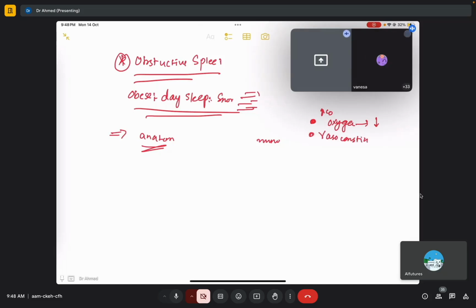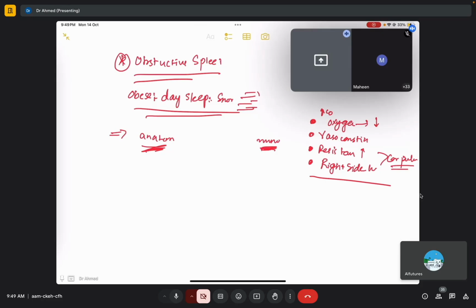Vasoconstriction. Perfect. So if you are seeing vasoconstriction, what do you think will happen to the pulmonary artery resistance? Resistance is going to be increased. So if we have increased pulmonary artery resistance, can this lead to right-sided heart failure? Yes. Okay, perfect. So it will lead to right-sided heart failure. Whenever we have an increase in pulmonary artery resistance leading to right-sided heart failure, what's that condition? Pulmonary hypertension. Okay.